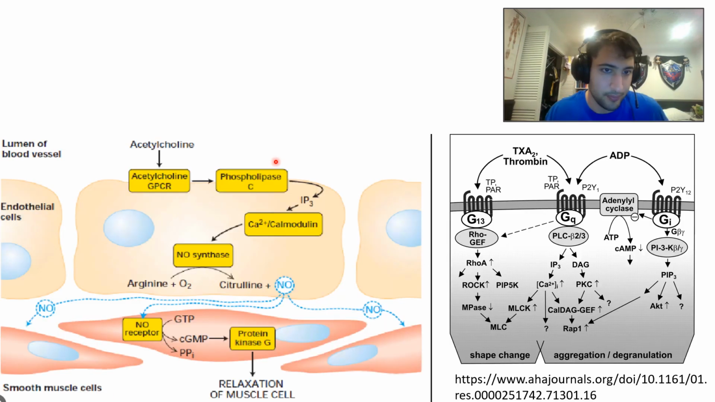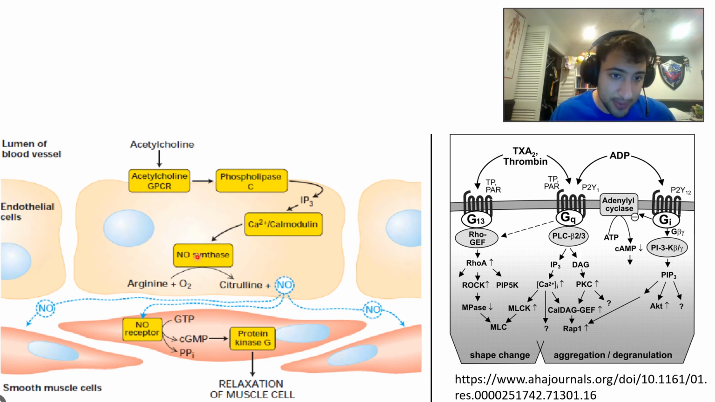So acetylcholine, which has receptors on certain endothelial cells and certain blood vessels, is going to bind to its G protein coupled receptor, its GQ receptor, that's going to activate phospholipase C, and that's going to lead to inositol trisphosphate, that calcium cascade, and eventually the activation of nitric oxide synthase. This is important. You must know this.